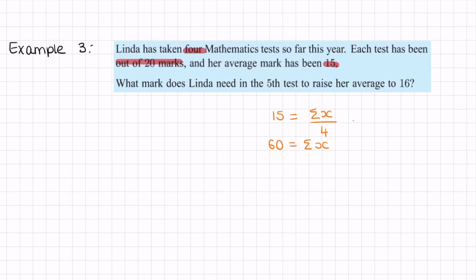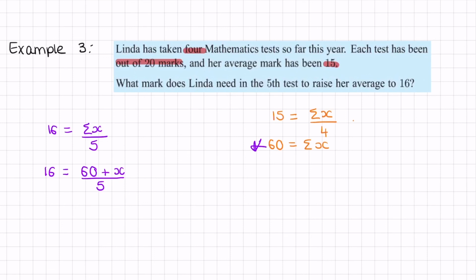Now if we think about it, she wants on her next test to make her average 16. So we know 16 has to equal the sum of all the x values divided by how many tests, which will be 5. Now, the sum of all the values, this top half here, would be 60, which is the sum of the first 4 tests she did, plus the sum of the final test, divided by 5. Because we know the first 4 tests the sum was 60 because we found that over here.